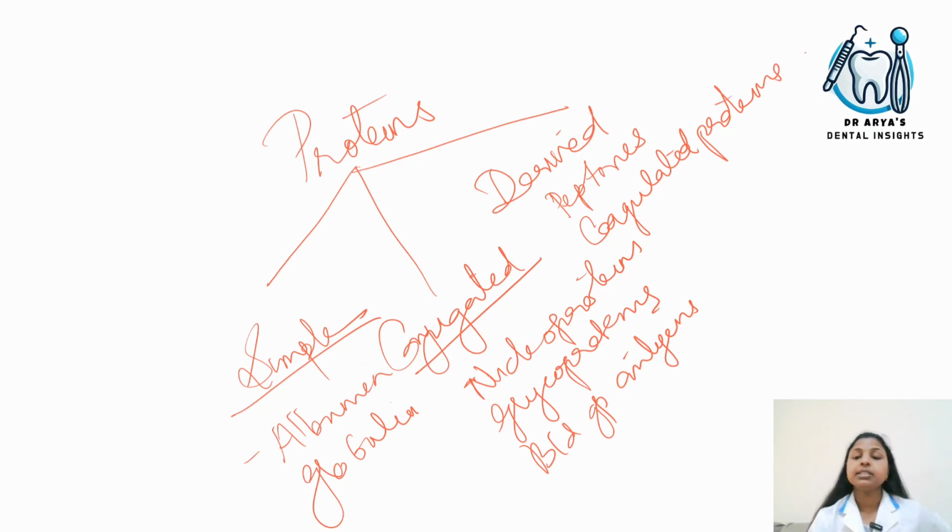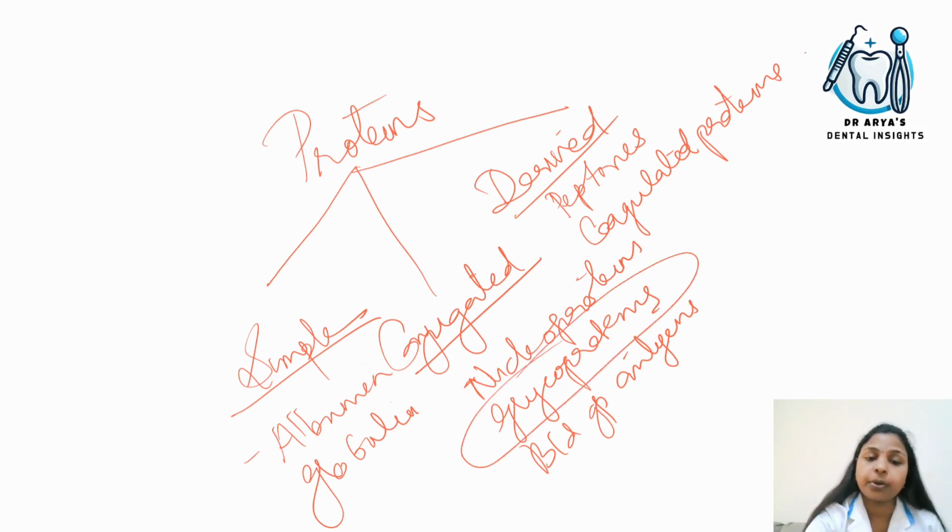Very, very important. So which are the proteins? First one is the simple protein, for example, albumin, globulin, etc. Then conjugated proteins are nucleoproteins, glycoproteins, and blood group antigens. Then the derived proteins are peptones and coagulated proteins. So what is our question? Which one is a conjugated protein? The answer is glycoprotein. And also nucleoproteins and blood group antigens are conjugated proteins.